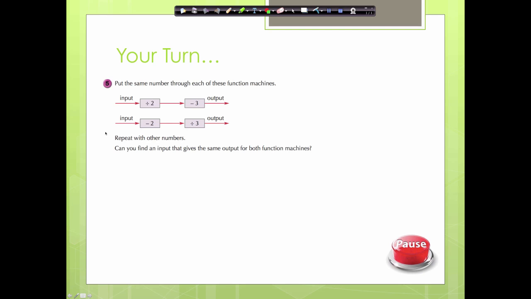But the next one, can you find an input that gives the same output for both of these functions? It's going to be 14. Okay, so if I put in 14, divide it by 2, I get 7, minus the 3 gives me 4. Put in 14, minus the 2 gives me 12. 12 divided by 3 gives me 4. So here we can see that my input values are the same and my output values are the same.